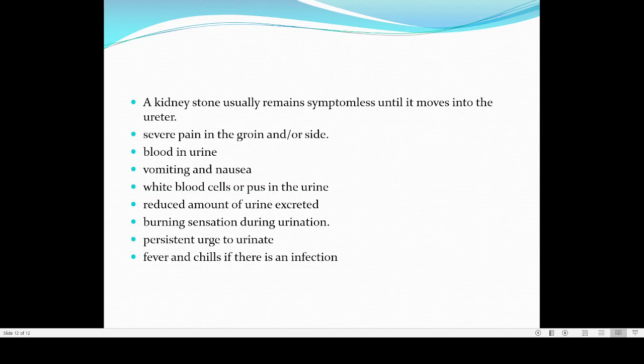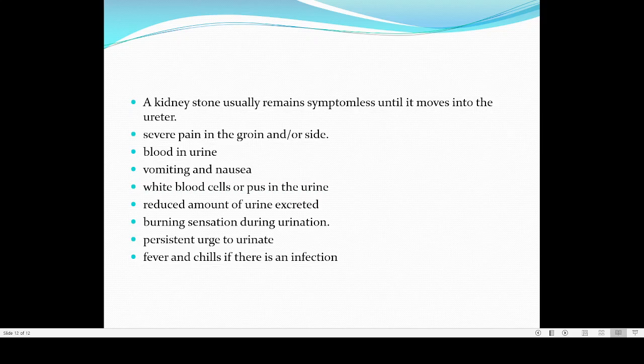So as I told you, there will be pain in the groin. At this region, there is the groin. Then blood will be present in the urine because of injuries caused, and vomiting and nausea can take place. Then presence of WBC or pus cells in the urine can occur. Then the output of urine can be reduced. The person is producing urine, but the urine is not going outside. Then there is a burning sensation during urination. The person will be feeling intense pain.